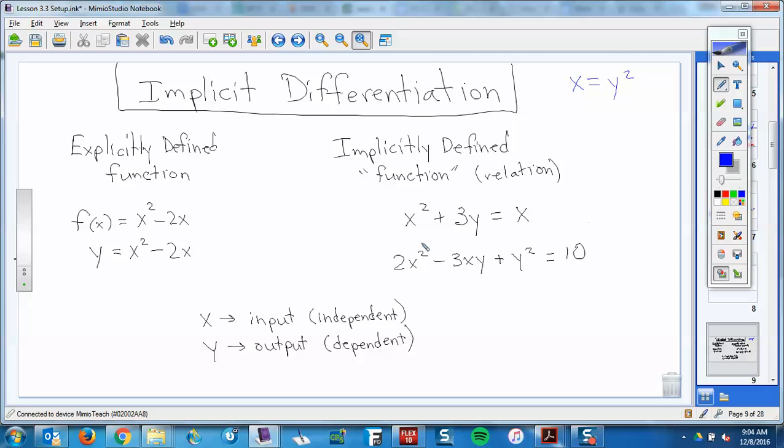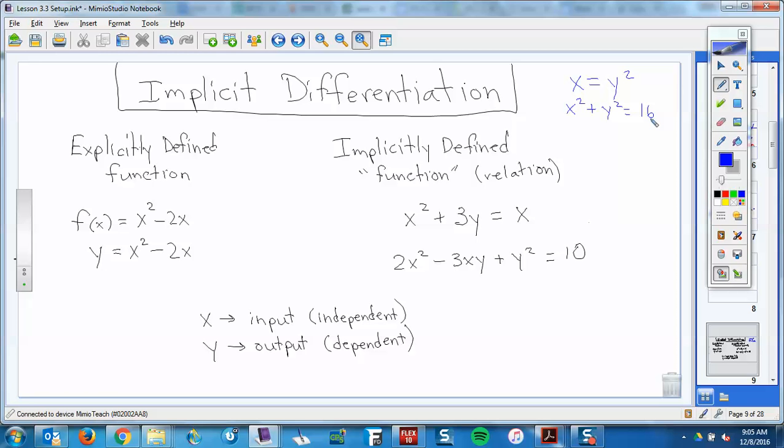A lot of times these are ellipses, hyperbolas. You remember circles, right? X squared plus y squared equals 16. That's an implicitly defined relation. A relation is just a set of ordered pairs, so it's not a function. These are graphs also, and it makes sense that a sideways parabola has slopes. A circle has slopes on it, right? So we need to be able to find the y prime on those as well.